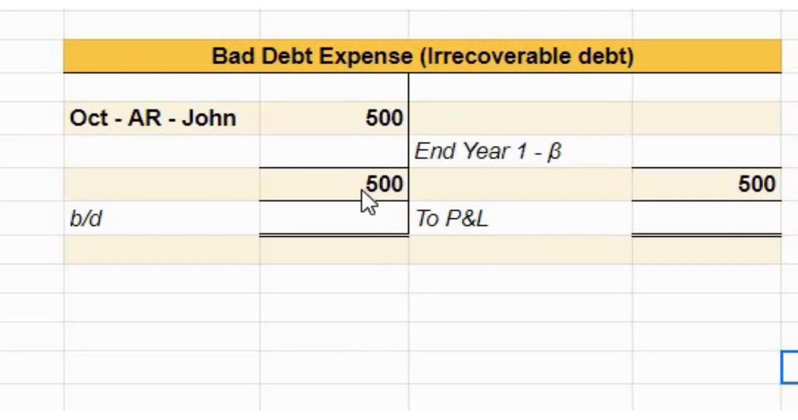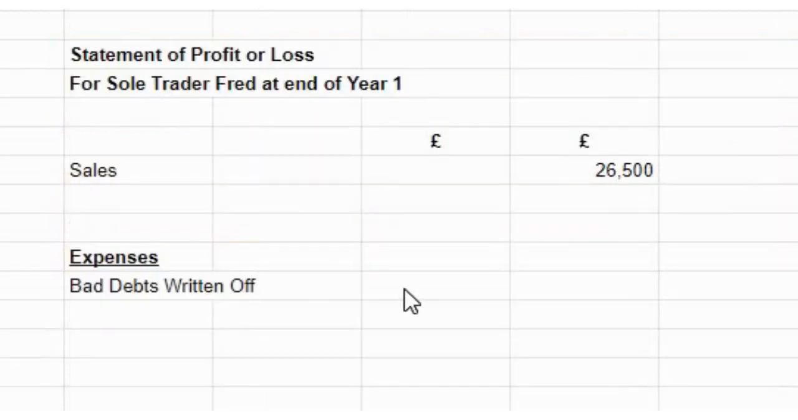So we've got 500 here and we've got 500 here. We need a balancing figure. Well, that's 500, and so we need to bring down a balance because we've just made a balance. So there's the brought down figure, and that brought down figure is going to be transferred over to the profit and loss.